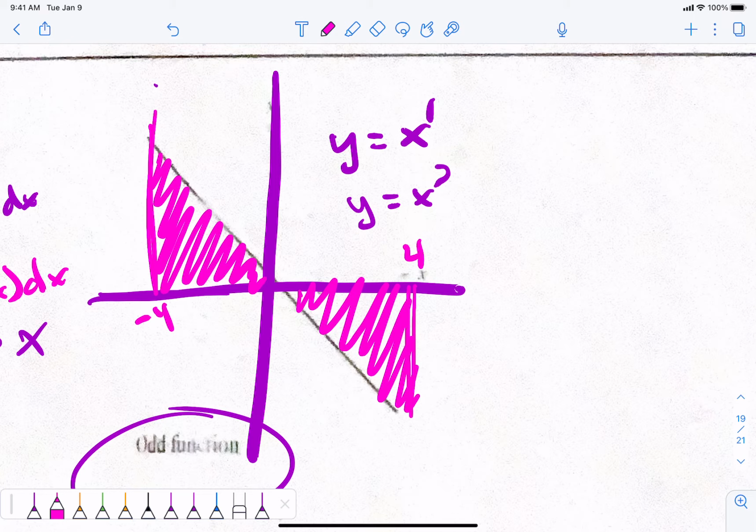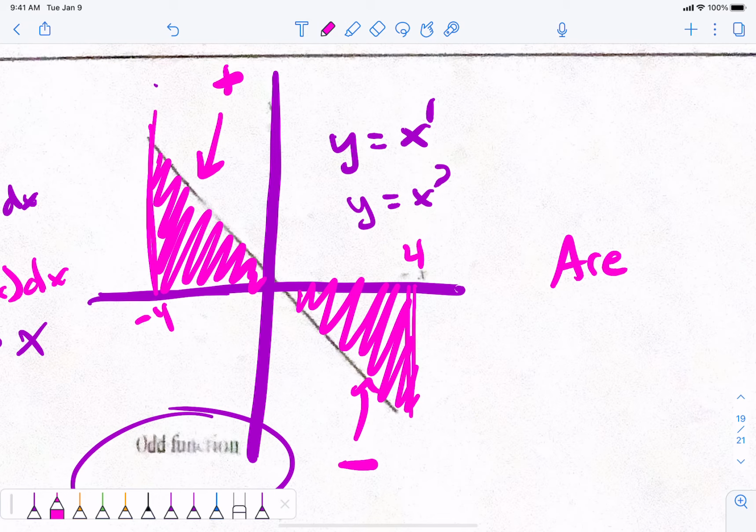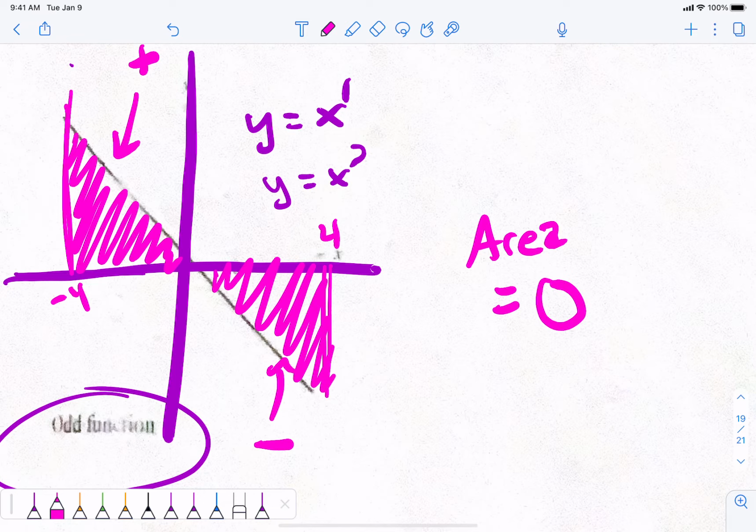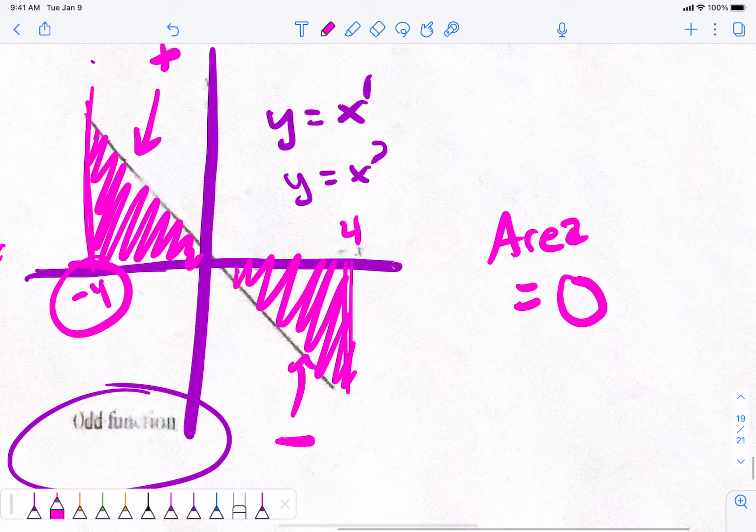This area is a positive area because it's above. This area is a negative area because it's below. So the area is going to be 0. If it's truly an odd function, the area will be 0 as long as you're going from like -4 to +4 or -10 to +10. If you're going from -3 to +7, that's obviously not going to be true because one side is going to be bigger than the other. Then it's going to be more negative than it is positive.